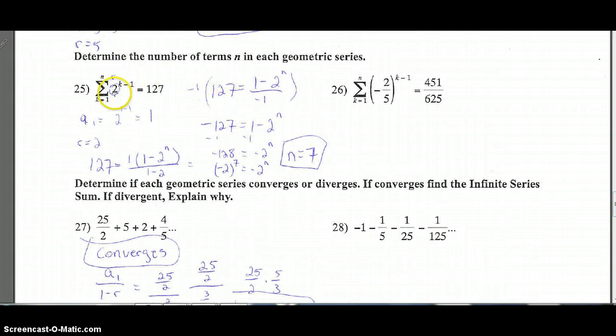25, R in this one is 2. You know the entire thing sums to be 127. First term is 1. That's the coefficient of that is 1, or you could solve it to get 1. You're looking for n. You can find n. You get negative 128 is negative 2 to the n. Rewrite negative 128 as negative 2 to the 7th. That way I get like bases, which means n must equal 7.